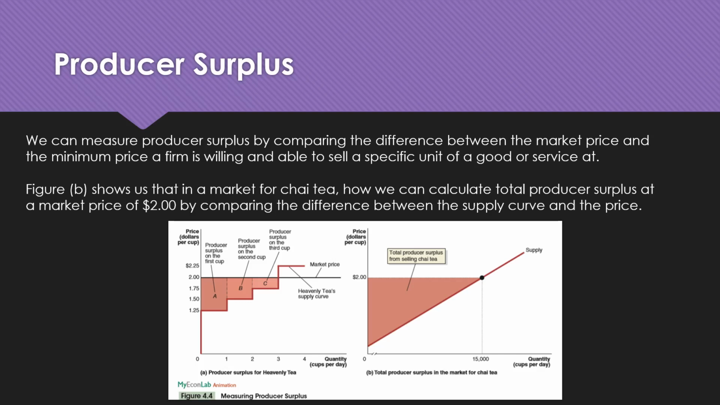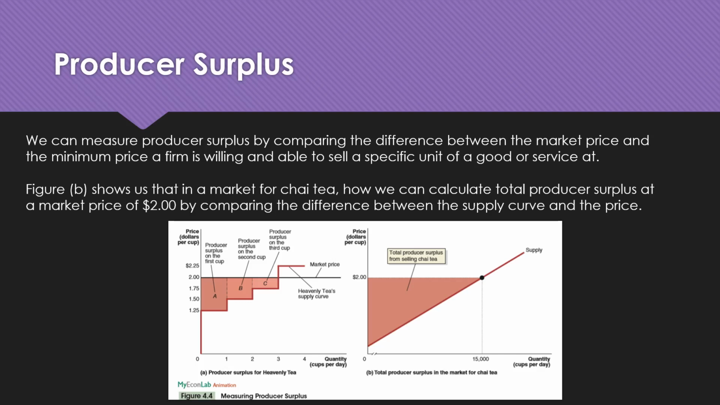When we get to the third cup, the firm was willing to sell that at $1.75. They ended up selling it for $2. And so as a result, there's 25 cents of producer surplus at that point. So overall, when you add that all together, the firm now has an extra $1.50 in revenue that they otherwise would not have had if they weren't at the market price.